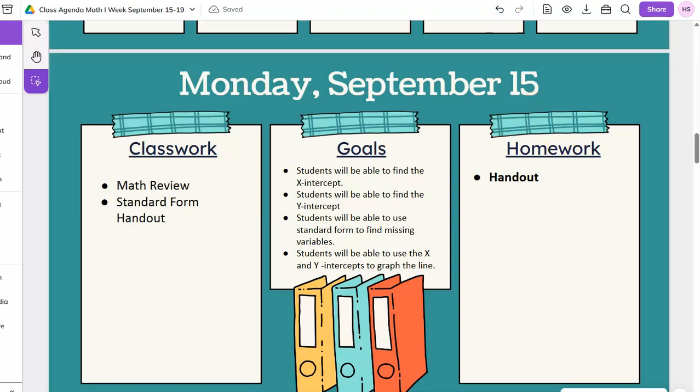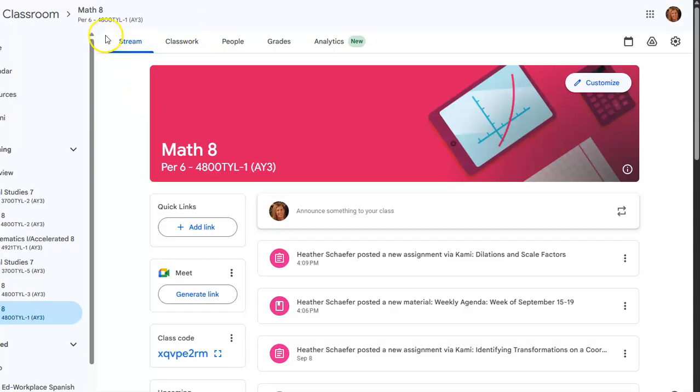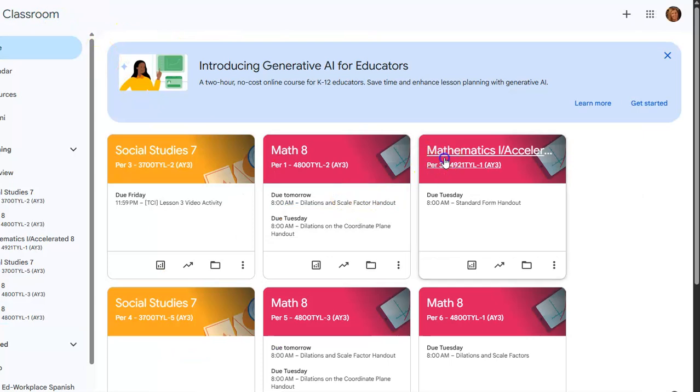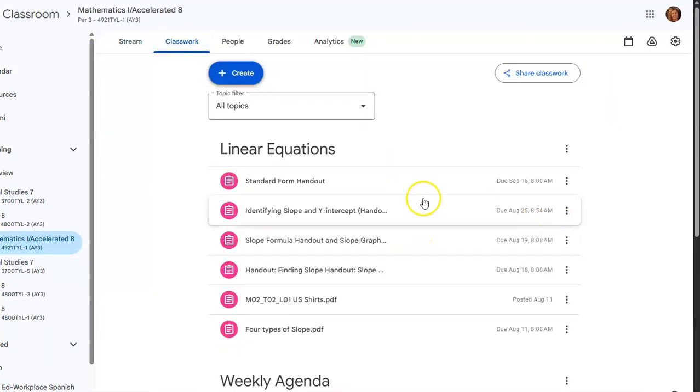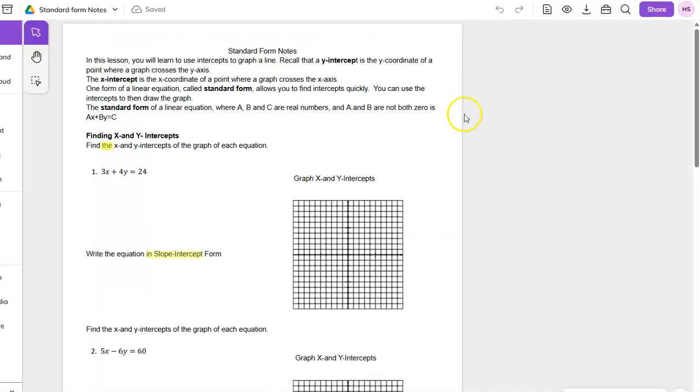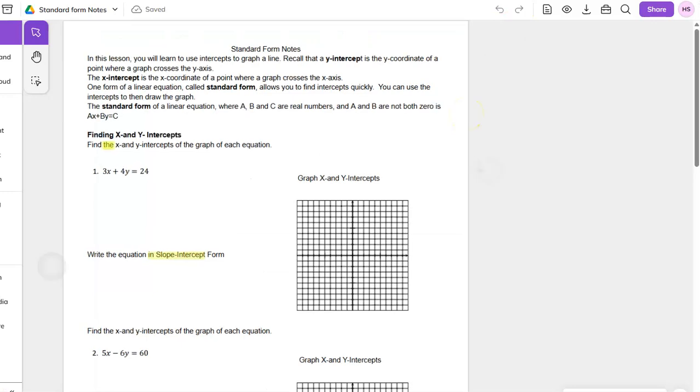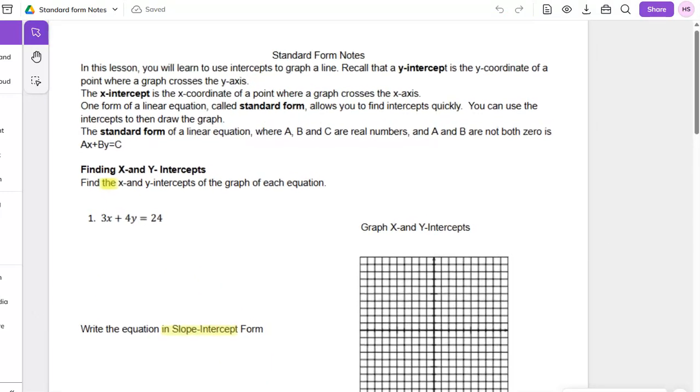Okay, once you have it done, please open up your Google Classroom. You are period 3. And you can find this assignment where it says standard form handout, or you can raise your hand and the sub will pass out this handout.